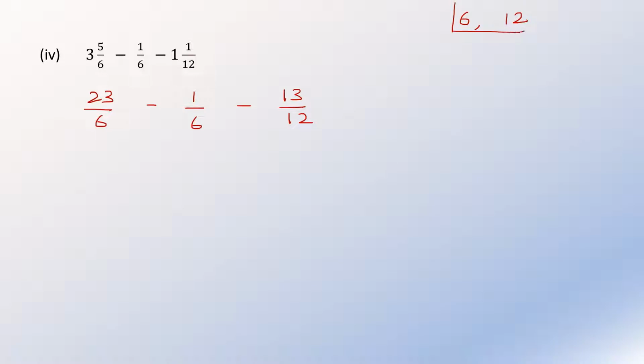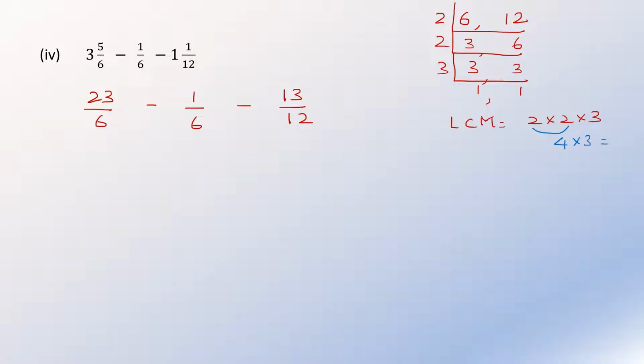We can use 2. 2 3's are 6. 2 6's are 12. Again 2. I bring down 3. 2 3's are 6. Now I can use 3. 3 1's are 3. 3 1's are 3. So LCM equals 2 into 2 into 3. 2 2's are 4. 4 into 3. 4 3's are 12. So my LCM is 12.